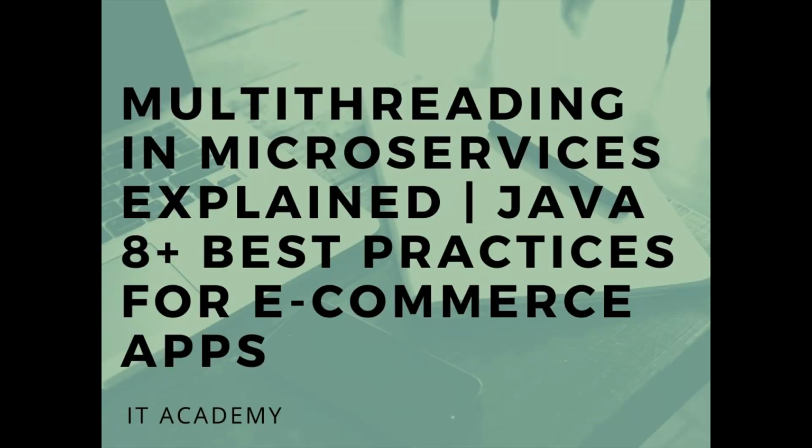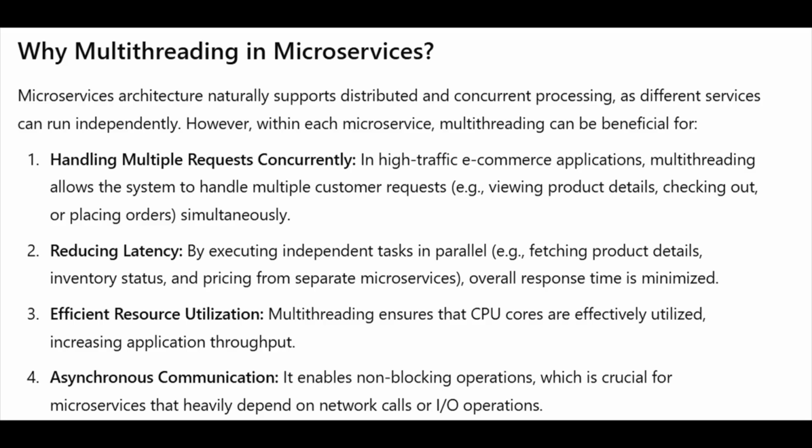In this video, we dive deep into how to implement multithreading effectively in a simple e-commerce application using Java 8 and above. Why multithreading in microservices? Microservices architecture naturally supports distributed and concurrent processing, as different services can run independently. However, within each microservice, multithreading can be beneficial for handling multiple requests concurrently.